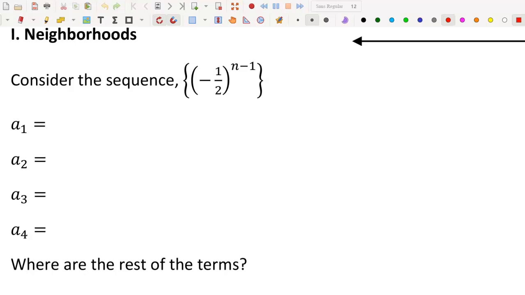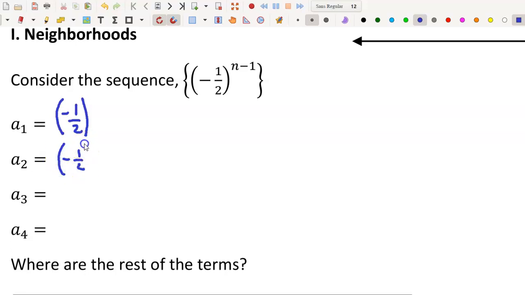Let's start by looking at this sequence here, and you guys are going to evaluate this, get the answers for 1, 2, 3, and 4. So I'm just going to write this out here. You're going to do -1, half. I'm going to do these all simultaneously, just so we can establish a pattern here.